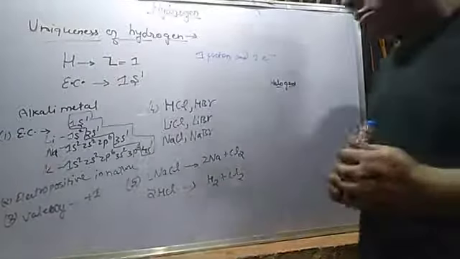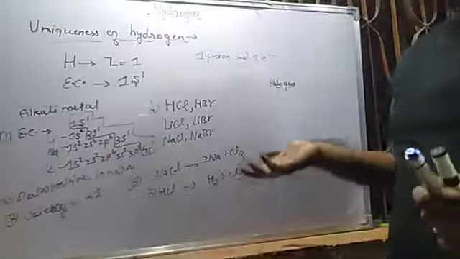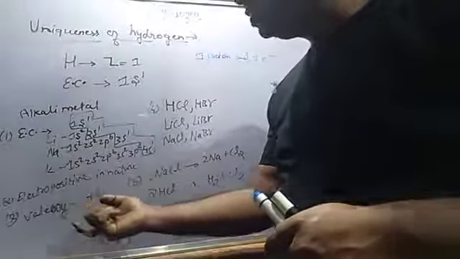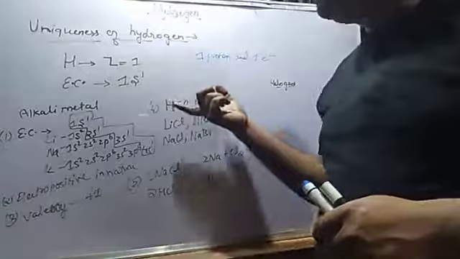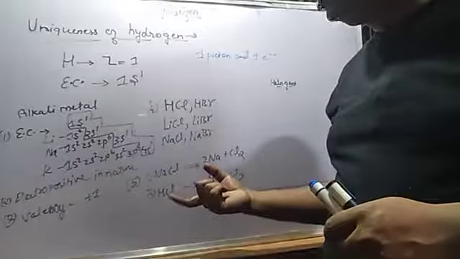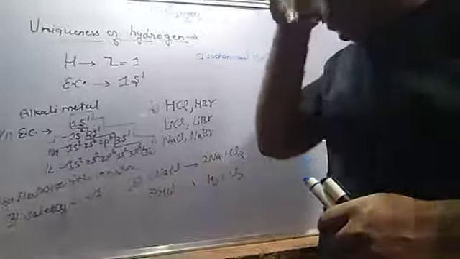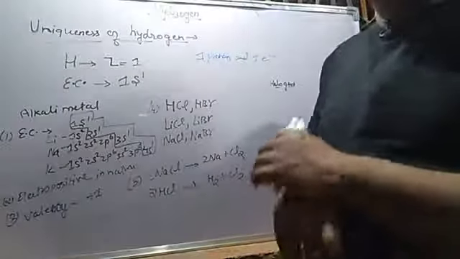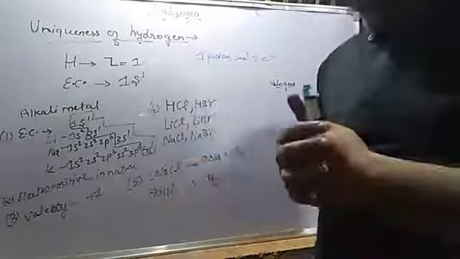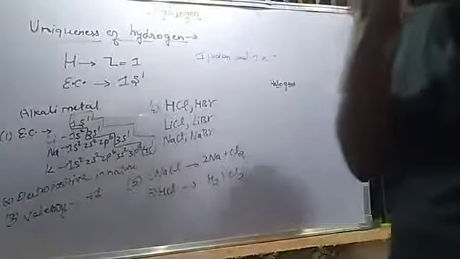So the electronic configuration, the electropositive nature, the valency, the formation of compounds with electronegative elements, and also the electrolytic reactions, all these are matching with the alkali metals. So its position with alkali metals is not wrong.